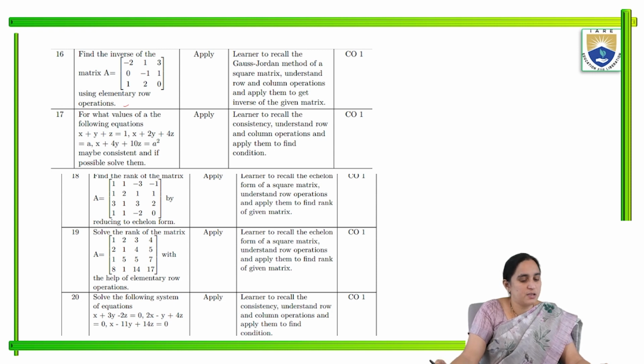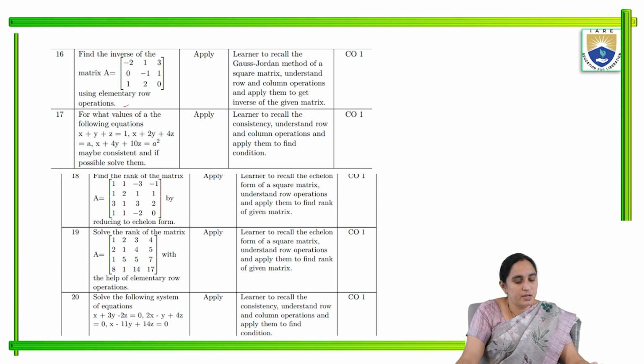Once observe, same concept for the echelon. Is it rectangular or square? Square matrix. Reduce the matrix to echelon form by using row operations. Echelon form means reducing it so that below the diagonals are zeros with respect to the row operations. For that we get the rank of the matrix directly.